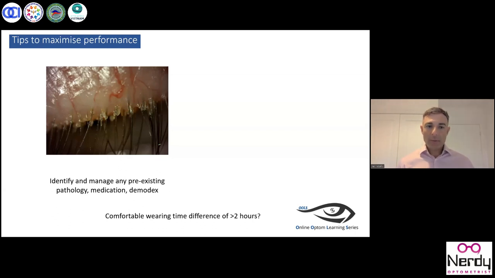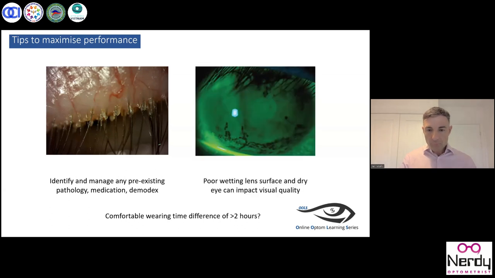Medications. There's a lot of people on medications nowadays for a whole range of conditions, and a lot of those powerful drugs can actually have an impact on the ocular surface and can dry out the tear film. And things even for mental health, a lot of those antidepressants can lead to dry eye, as well as some of the ones that impact hormones. And Demodex has actually been linked to dropout as well. So these are all things that we can look out for.